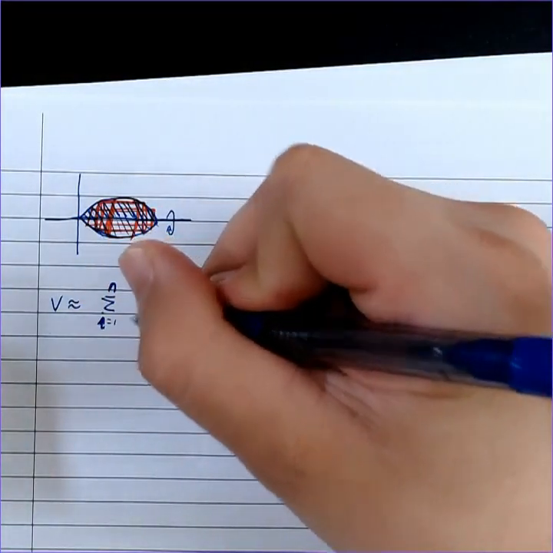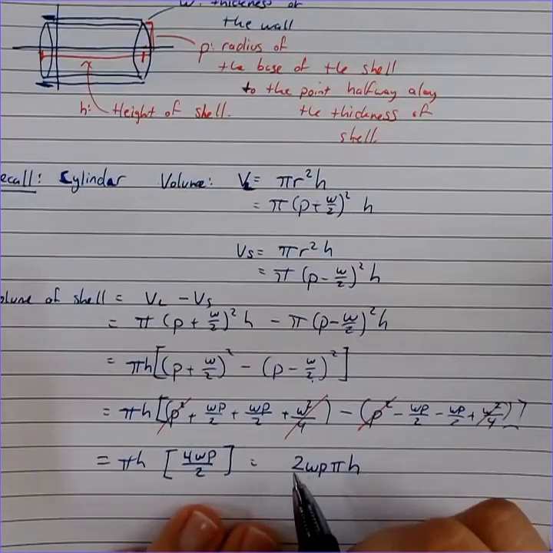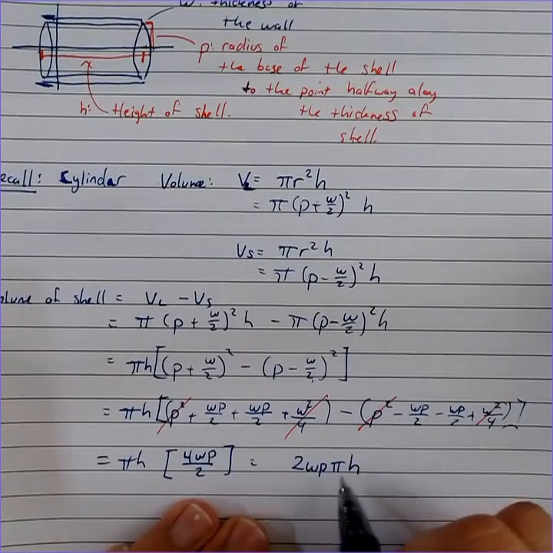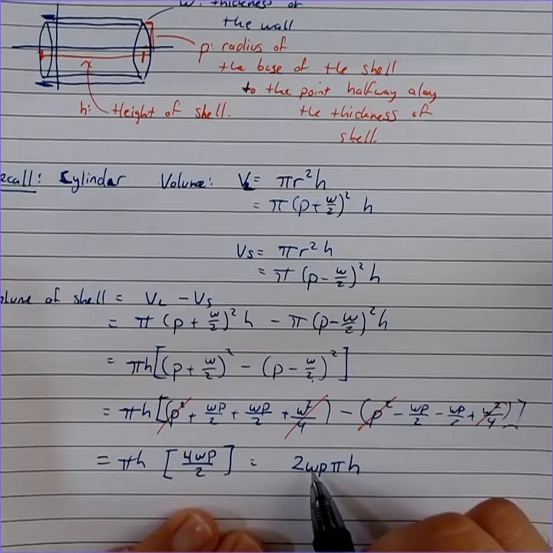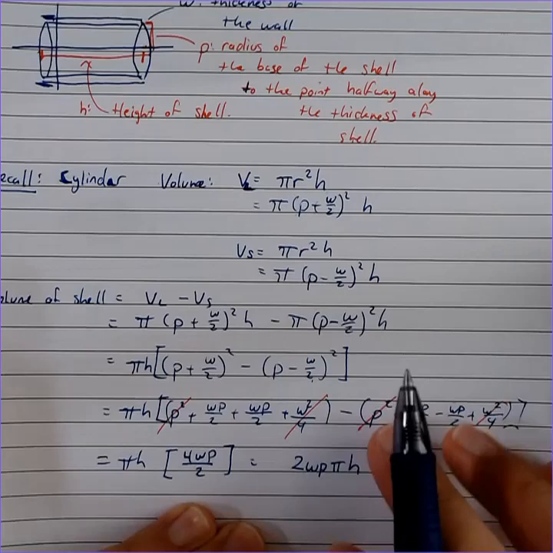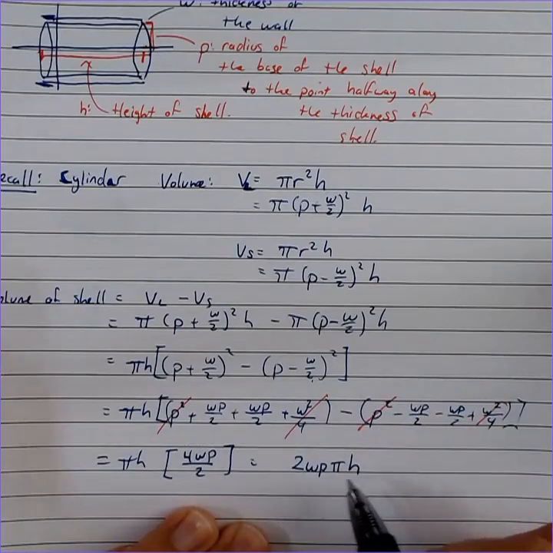well, let's see. Each one of these is 2 pi w p h. You say, why'd you say it in that order? Well, because 2 and pi are both constants. Those will never change. But here, the thickness of the wall, the height of the shell, and the radius from the axis of rotation to the midpoint along the wall, those can change.